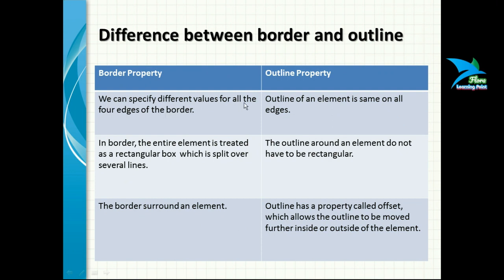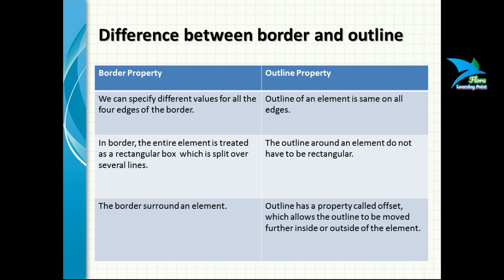Next we'll discuss the difference between the border and the outline property. In case of border, we can specify a different value for all the four edges of the border. That means you can set a different color, different width for each and every edge of a border. We have four sides of a border. But in case of outline, the outline of an element is the same for all edges. So if you specify the width or color, that will be applicable on all the four edges at the same time, and we cannot assign a different value to each edge.